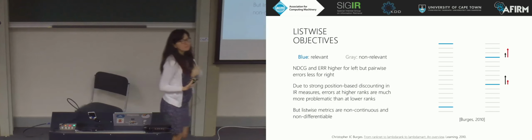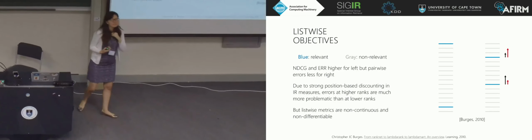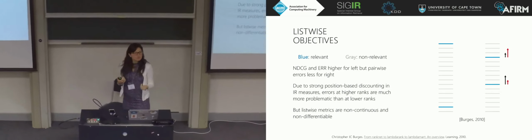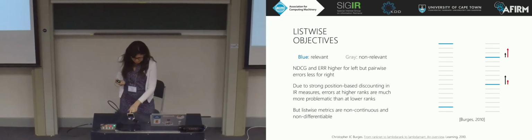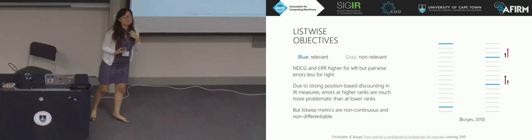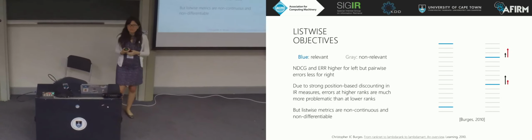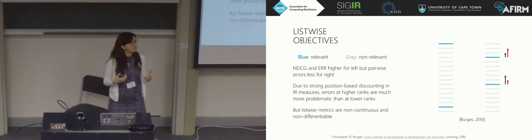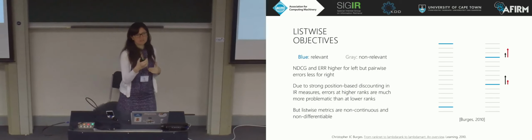Okay, so this was the pairwise approach. And the final category of approaches that we have, and these are the ones that tend to perform very well, are the listwise approaches. What these listwise approaches try to do is to directly optimize for some evaluation metric that is assumed to be evaluating the quality of a ranking.